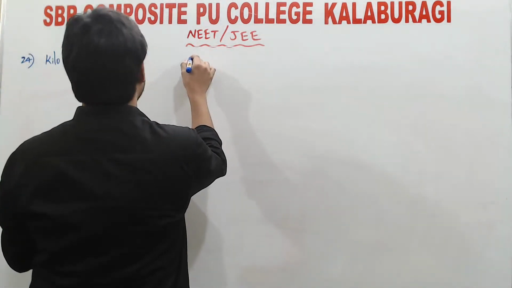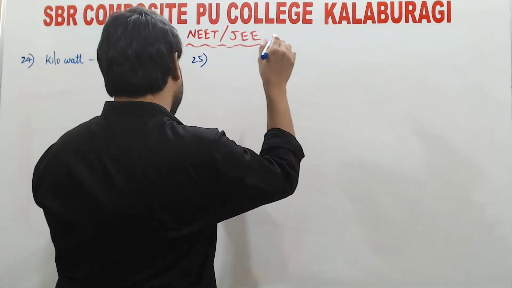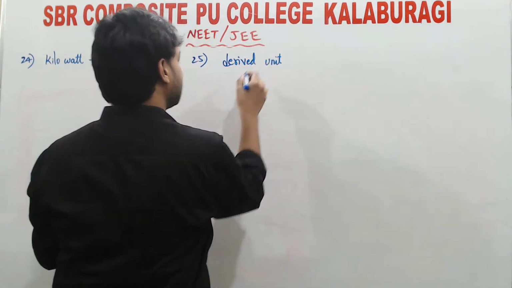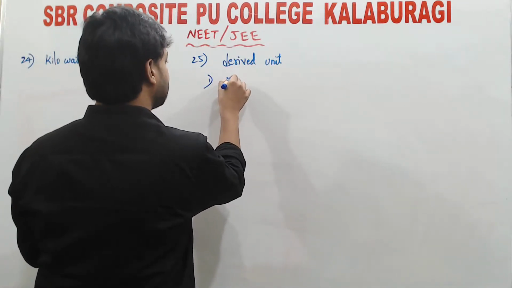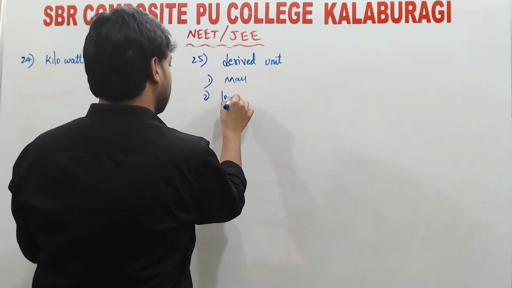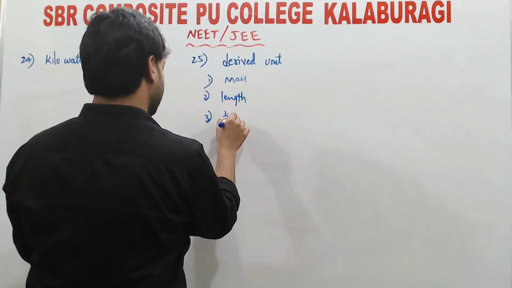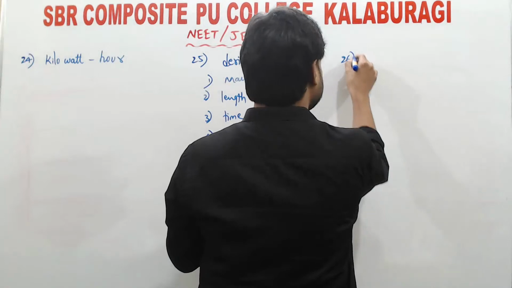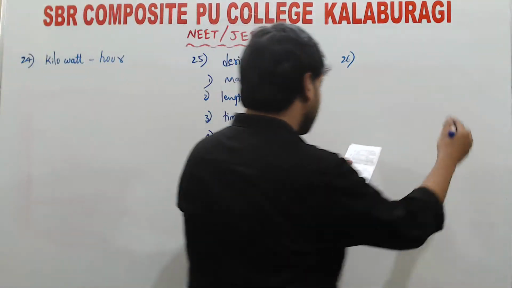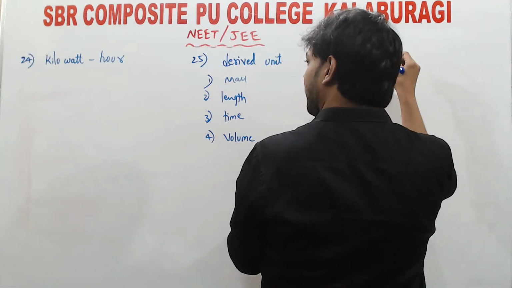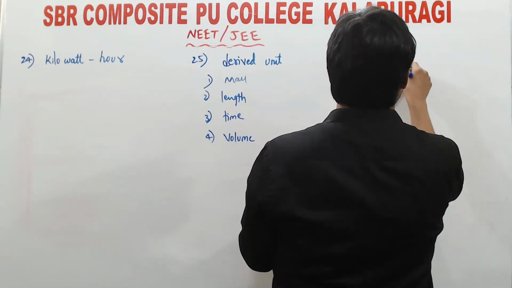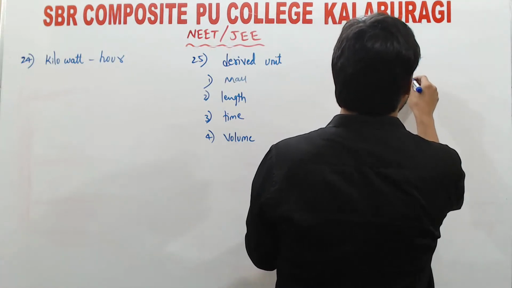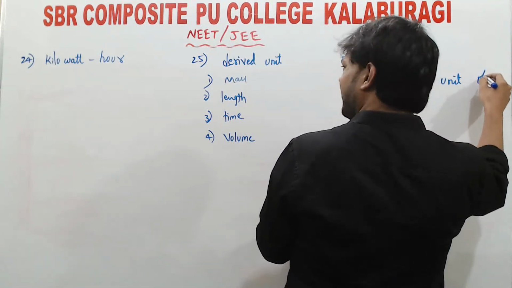Next, 25. Which one of the following is a derived unit? I think we know about fundamental and derived units, right? The first option they gave is mass, the second length, the third time, and the fourth volume. I think you know this, no need to waste more time. Next, 26, I'll discuss. First I'm trying to write some questions. Dyne per square centimeter is not a unit of.